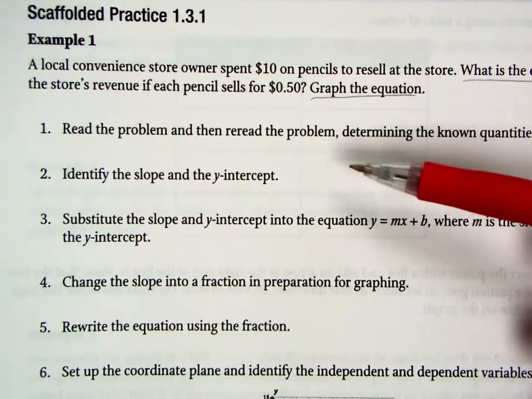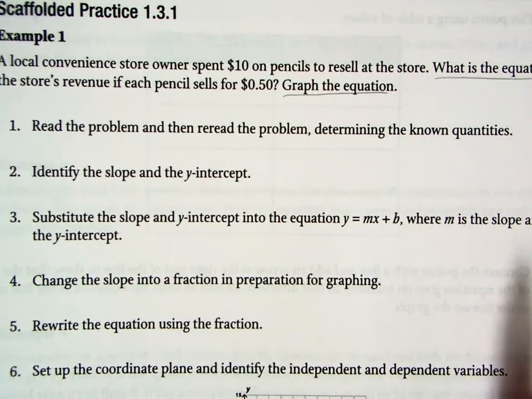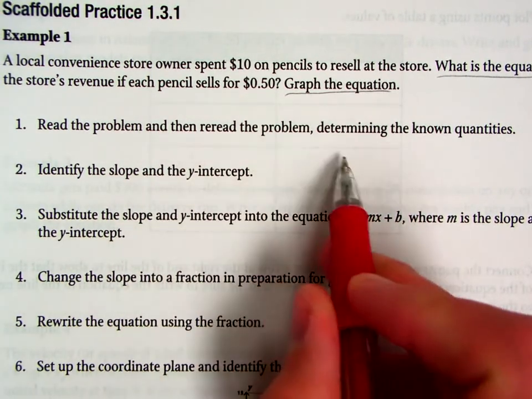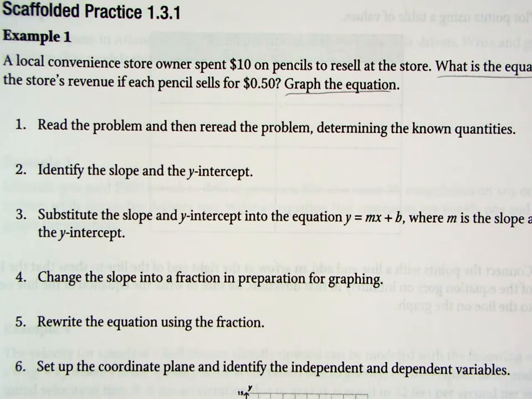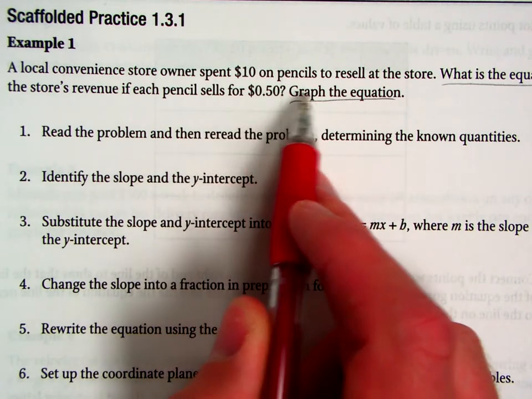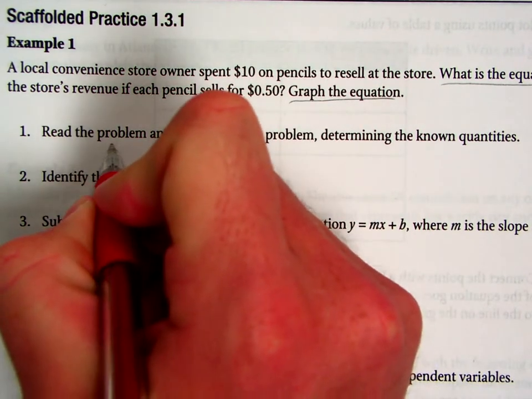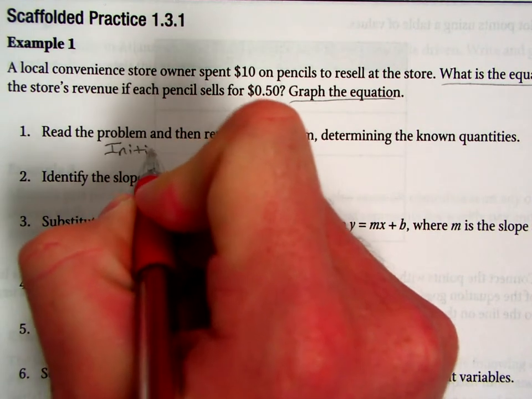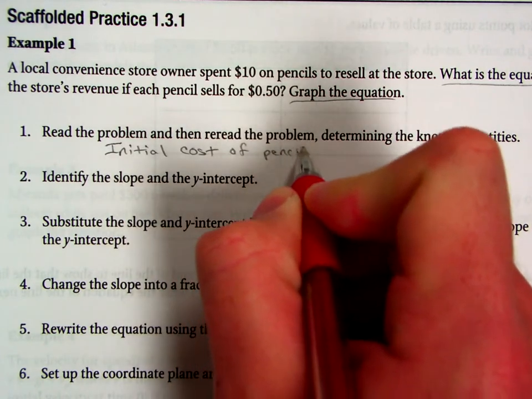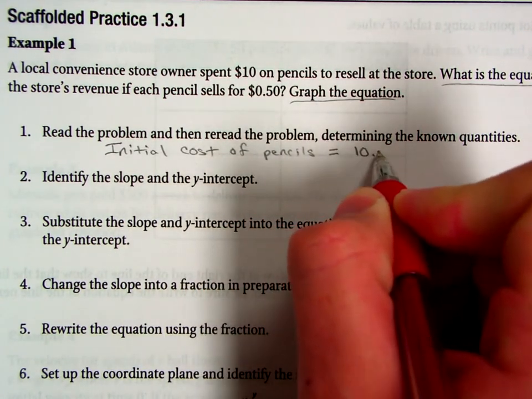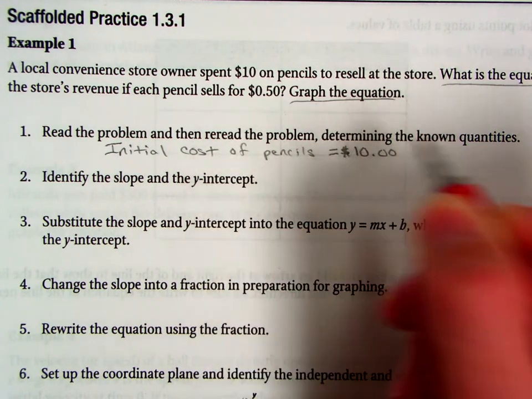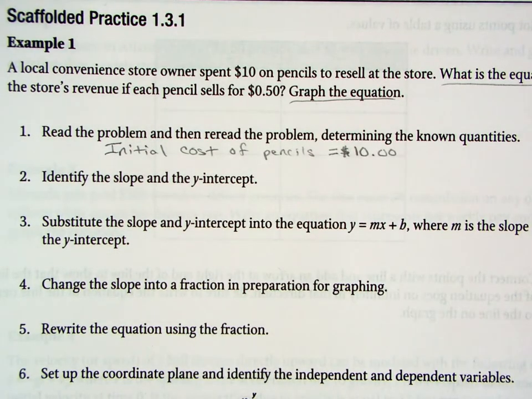Now there is a series of 6 steps here that are suggested in order to do both of those things. Number 1, it says to read the problem and then reread the problem, determining the known quantities. Okay, so I've read the problem. I want to come back through and say, okay, a local convenience store owner spent $10 on pencils. So I could say that the initial cost of the pencils is $10. $10 for the pencils.